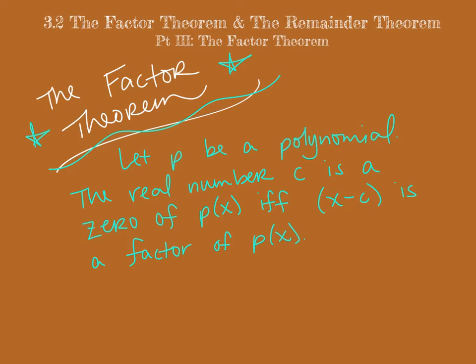If p is a polynomial, then any real number c is a zero of that polynomial if and only if x minus c is a factor of that polynomial. So the zeros and factors really go hand in hand. So if x equals 7 is a 0, then x minus 7 is a factor. And if, let's say, x equals -1 is a 0, then x plus 1 would be a factor.